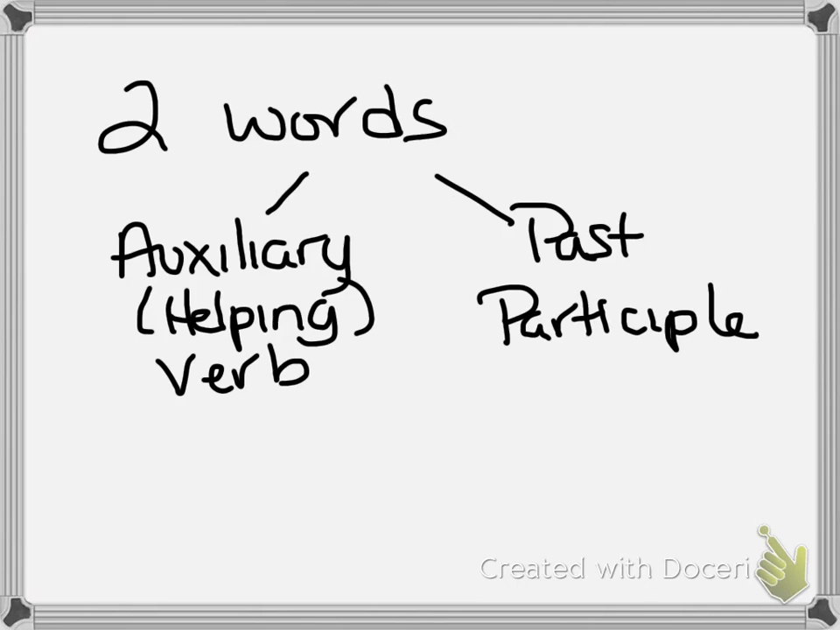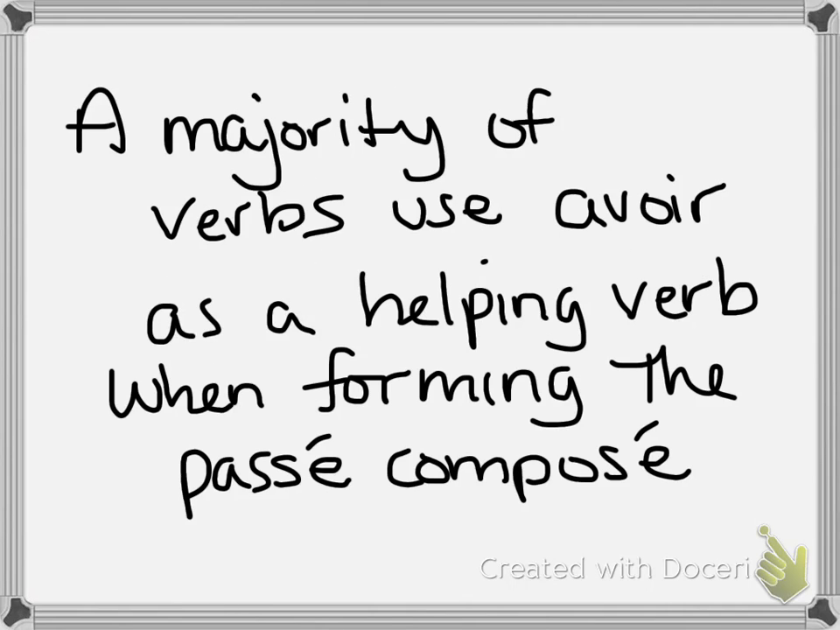The passé composé is formed with two words. There's an auxiliary or helping verb and a past participle. A majority of verbs will use the present tense of avoir as a helping verb when forming the passé composé. So we already learned the present tense of avoir last year. So j'ai, tu as, il a, elle a, nous avons, vous avez, ils ont, elles ont. So you're going to use those forms of the verb as the helping verb when forming the passé composé.